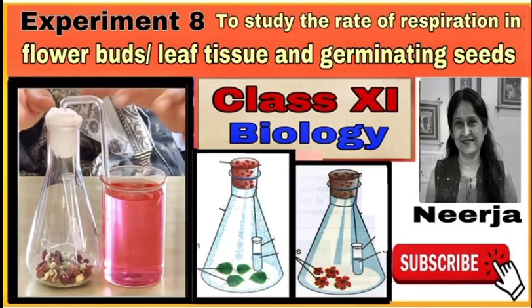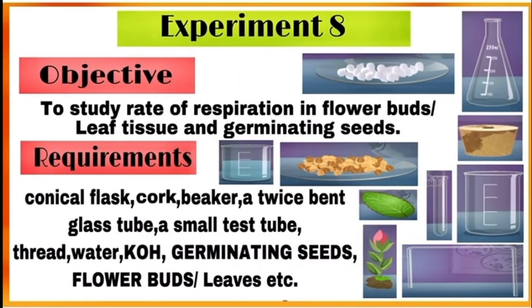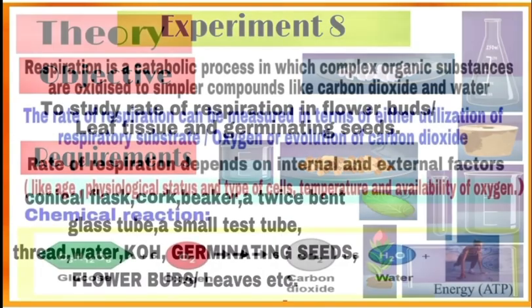Hello students, this is experiment number 8 to study the rate of respiration in flower buds, leaf tissues and germinating seeds. First write the objective of the experiment, that is to study rate of respiration in flower buds, leaf tissue and germinating seeds, and then requirements for the experiments are conical flask, cork, beaker, a twice bent glass tube, a small test tube, thread, water, potassium hydroxide. Then we need germinating seeds, flower buds and leaves.